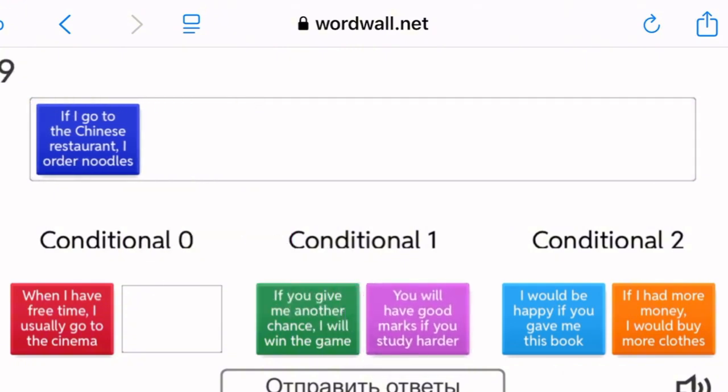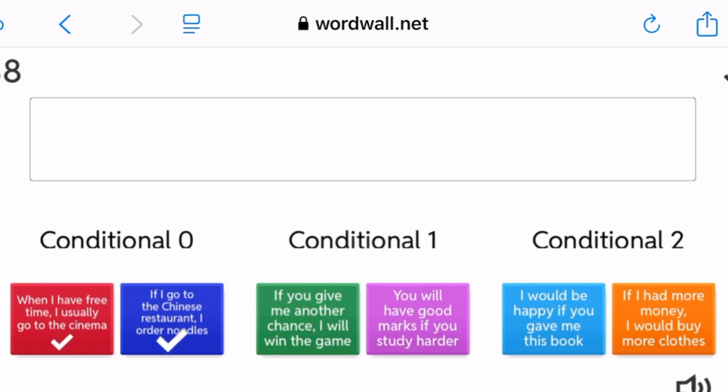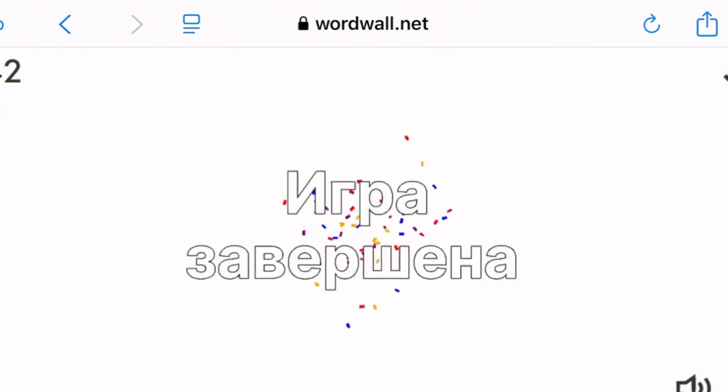If I go to a Chinese restaurant, I order noodles. Both parts are in the present simple, so it's the zero conditional. And now let's check our answers. Okay, very good, everything is correct.